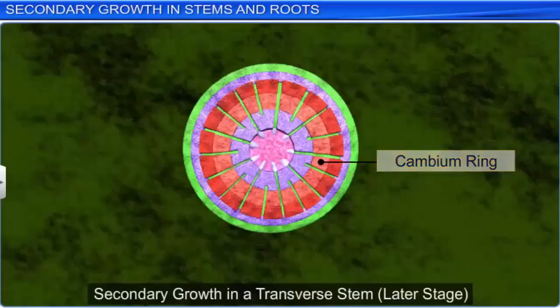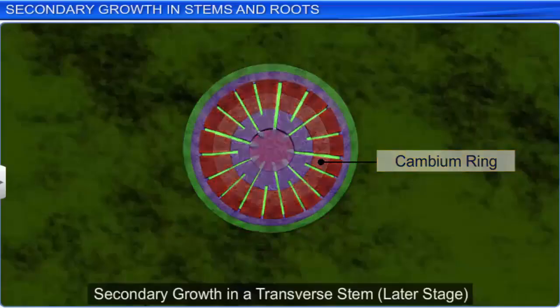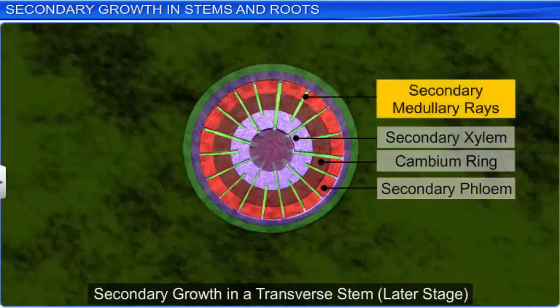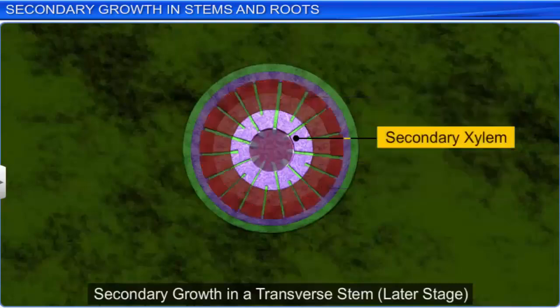The cambium also forms a narrow band of parenchyma at some places. This band passes through the secondary xylem and the secondary phloem in radial directions and is called secondary medullary rays. The secondary xylem tissues formed during cambial activity give rise to commercial wood.